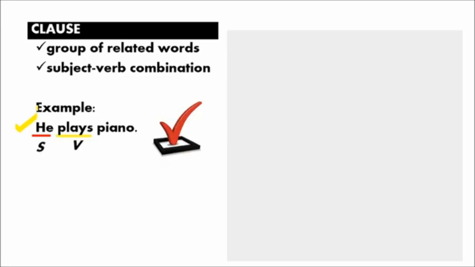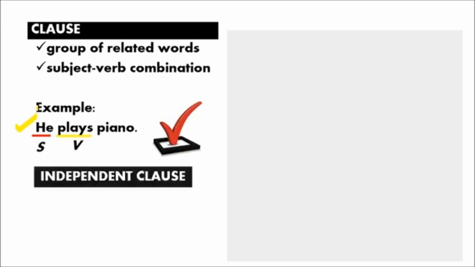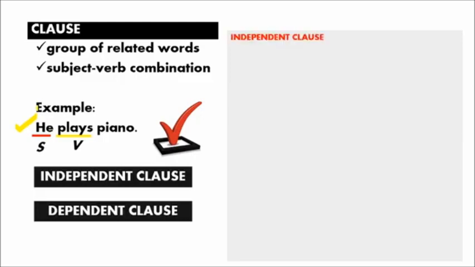Now a clause has two major types. It could be an independent clause and it could be a dependent clause. Now let's have first an independent clause. An independent clause is of course a group of related words. It has a subject and a verb, and it is a complete sentence. It can be understood by itself.